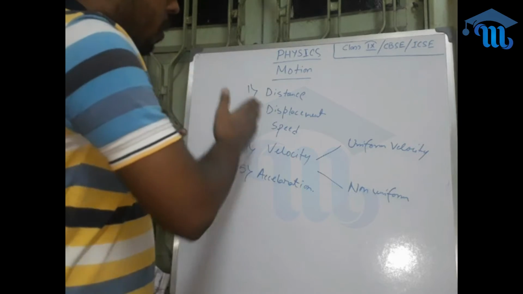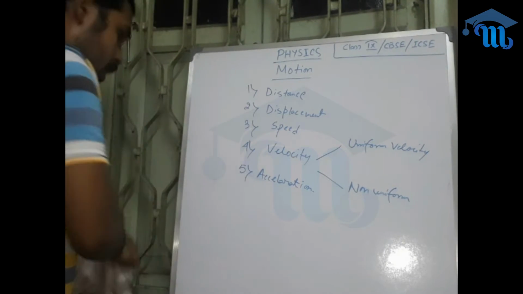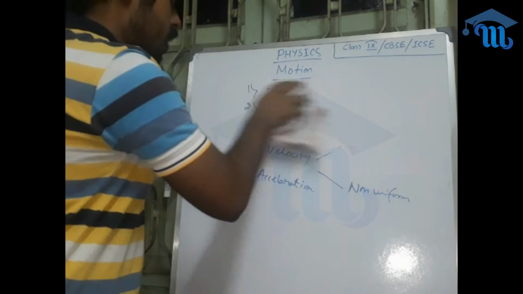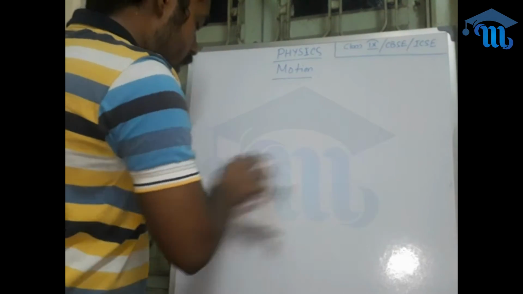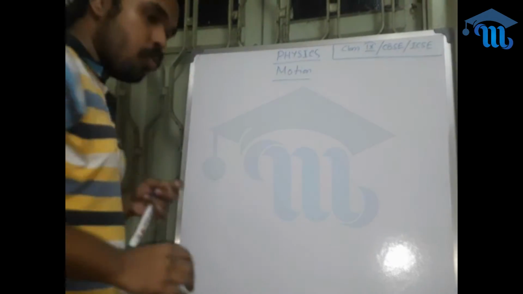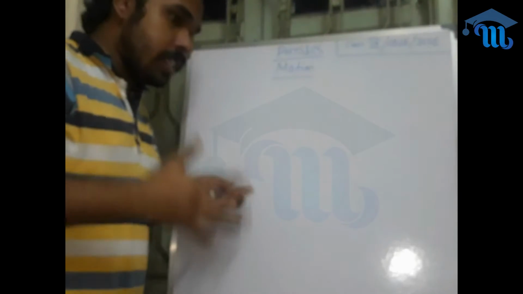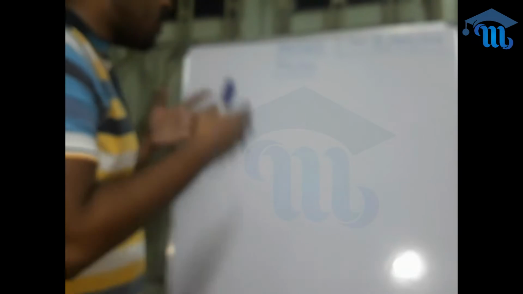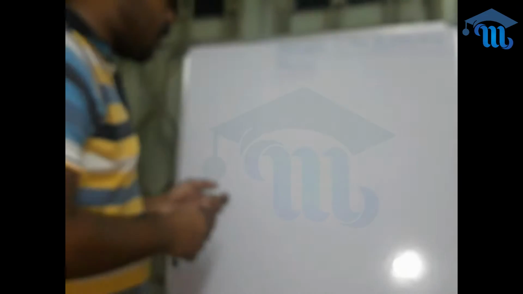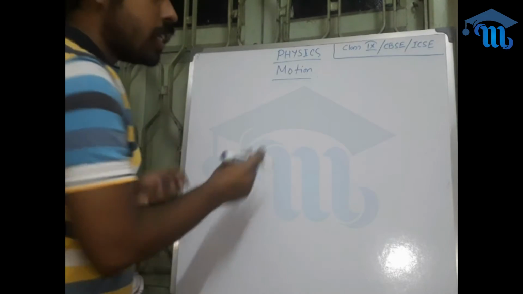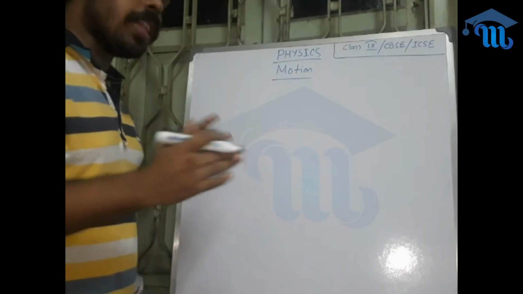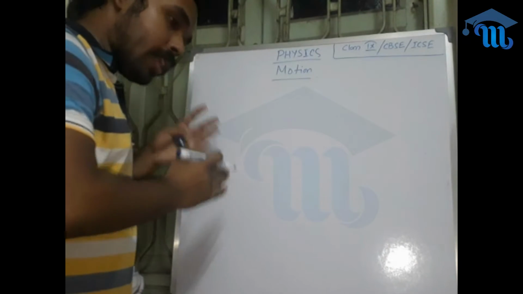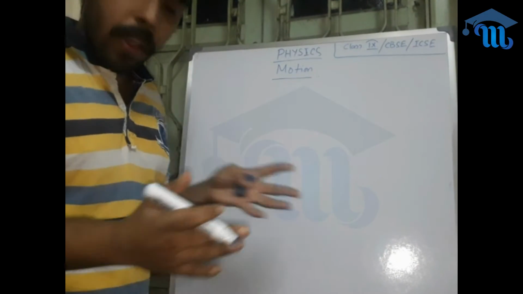So let's start with distance. Now what is distance? People might ask what is distance and what is the basic difference between distance and displacement. These are the basic important questions that students need to know about this. Distance is nothing but the mathematical measurement between 2 points, right?